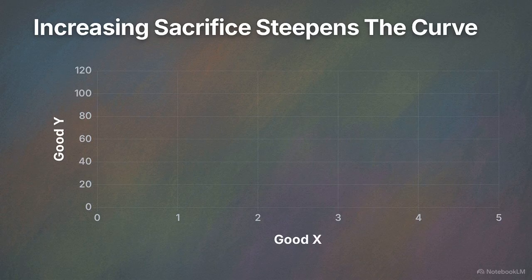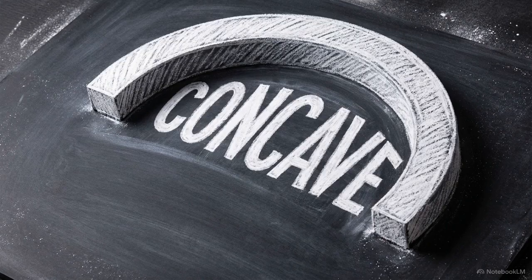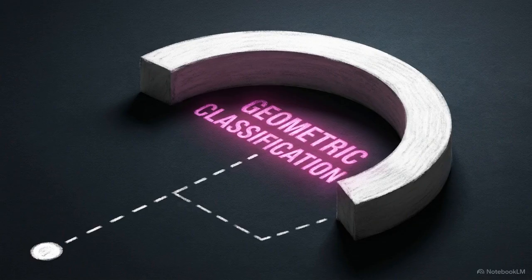Here is a Cartesian graph for good X and good Y. Plotting our data gives us 5 points, connected by our production possibility curve. Mapping the math, for every constant step right, the vertical drop gets larger. 10, 20, 30, 40. The slope gets steeper. Sacrificing more Y for one more X forces the line to bulge outward. In economics, you define this specific outward bulging shape as being concave to the origin.